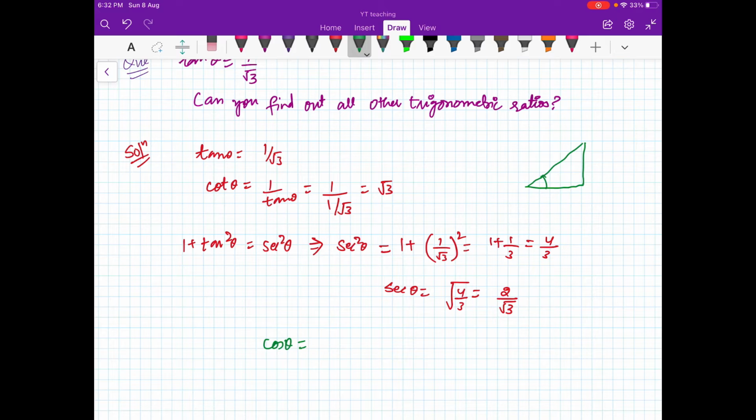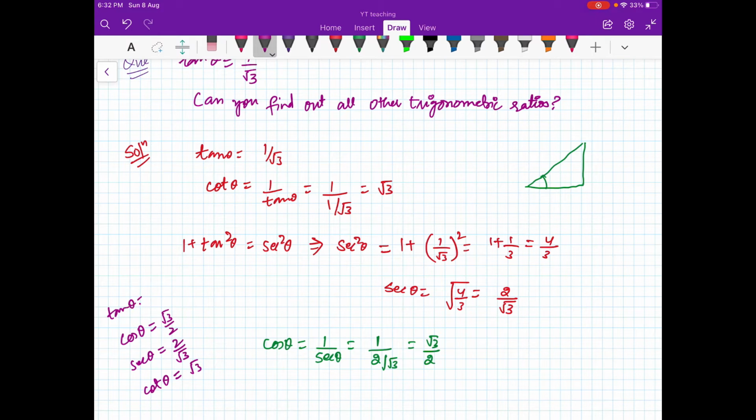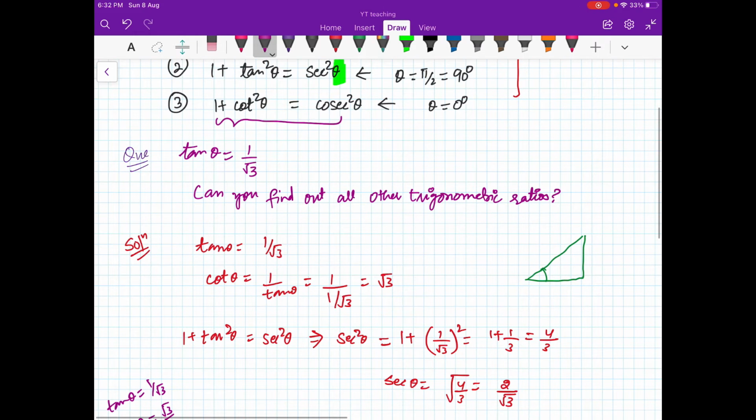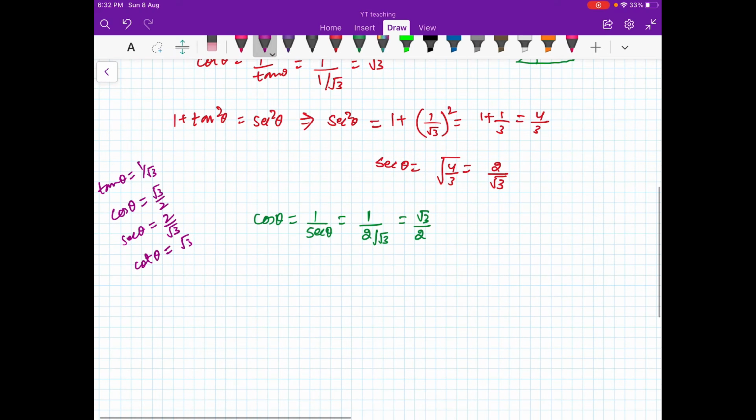So cos theta is equal to 1 by secant theta, so I get 1 by 2 by root 3, which is root 3 by 2. So I got the value of cos theta also. Cos theta is root 3 by 2, secant theta is 2 by root 3, cot theta is root 3, and tan theta was already given as 1 by root 3. So we are left with sin theta and cosecant theta. We'll use the next identity, which is 1 plus cot square theta is equal to cosecant square theta.